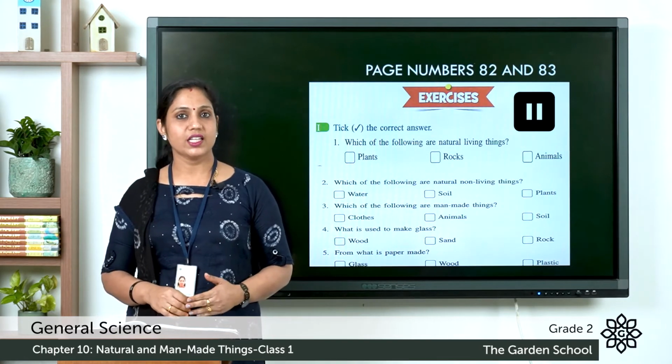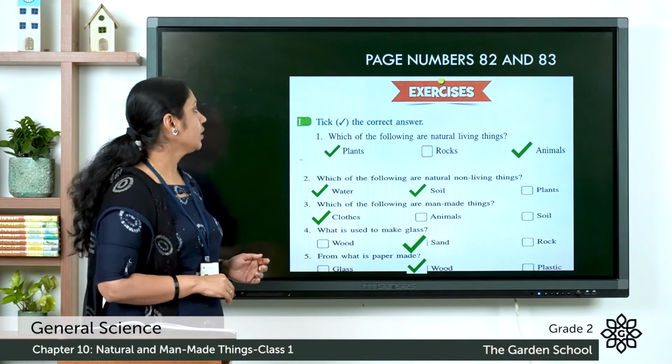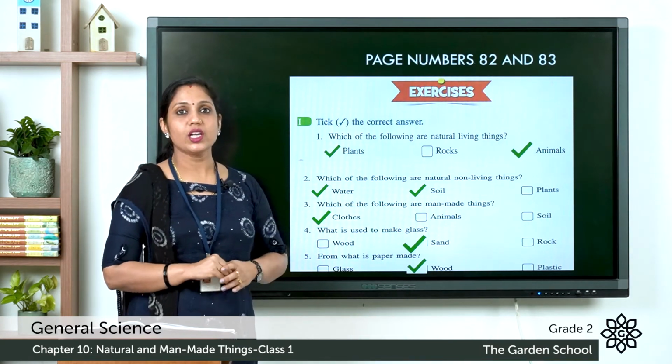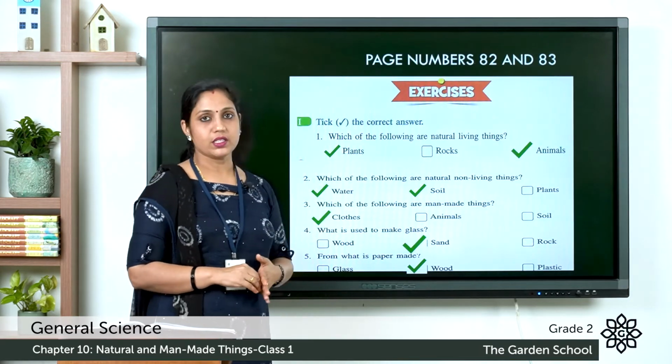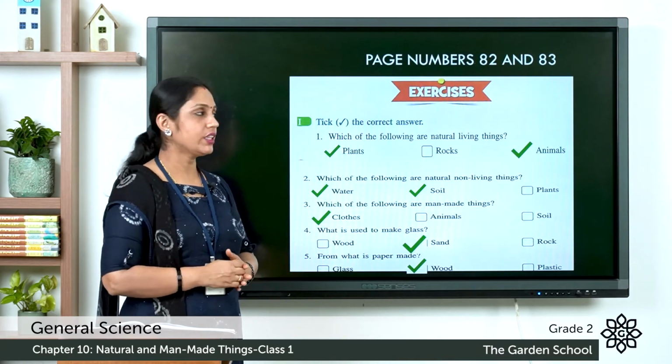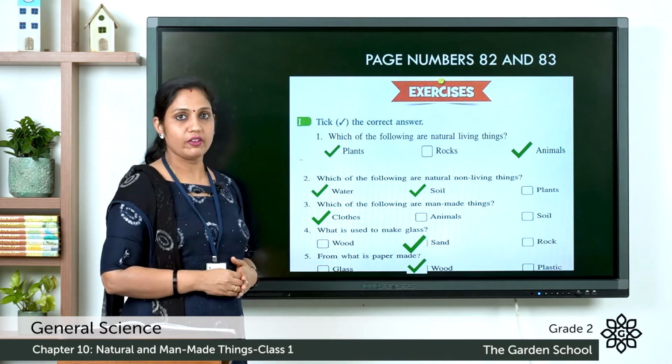So hope you have done it. Let's check the answers. Let's look at the first question. Which of the following are natural living things? And our options are plants, rocks, animals. And out of this, what are living things? Plants and animals are living things, so we can say they are natural living things.